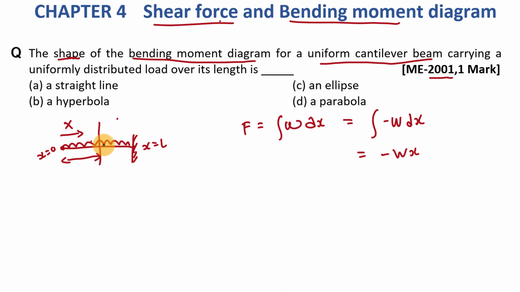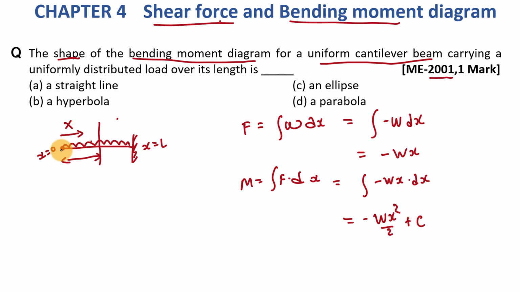Now if we want to find out bending moment diagram in this beam, then we have to take integration of shear force with respect to x, right? So it is integration of minus wx with respect to x. So it is equal to minus wx square by 2 plus constant of integration c, right?